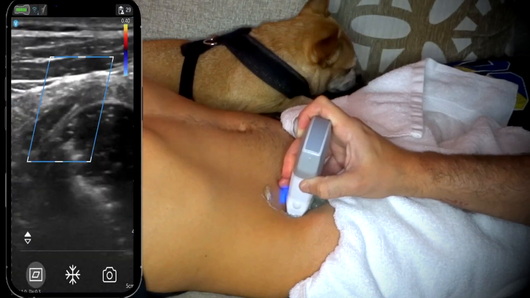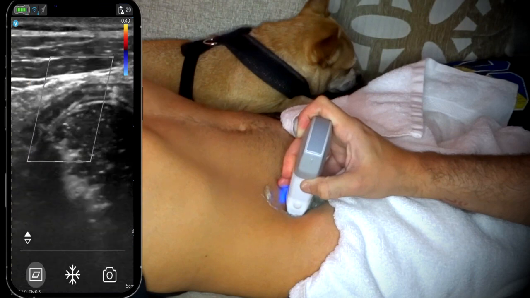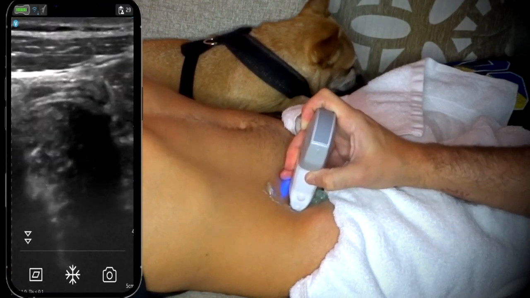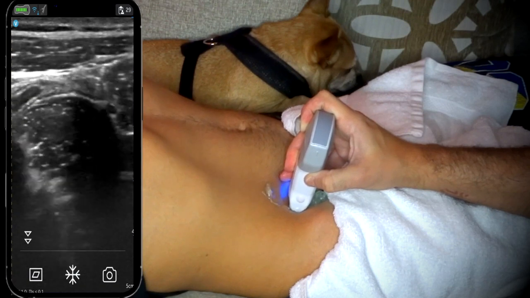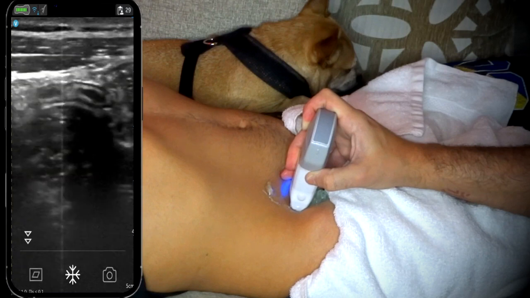Does that hurt? Right there. Try to find the tip. Looks like it's about right there. Take that.